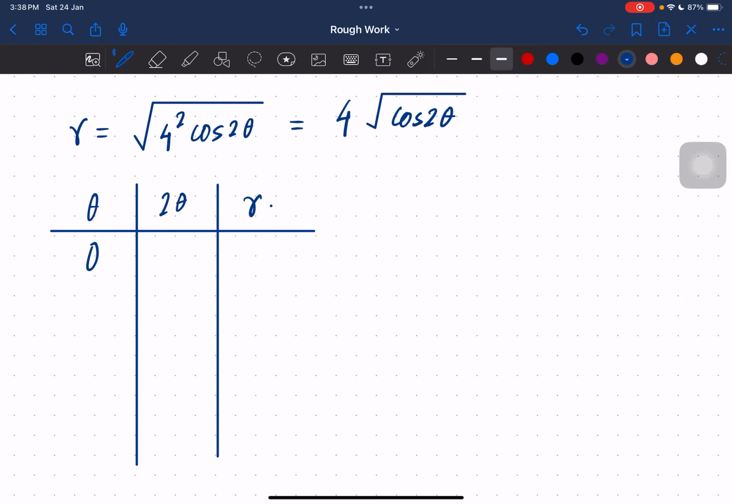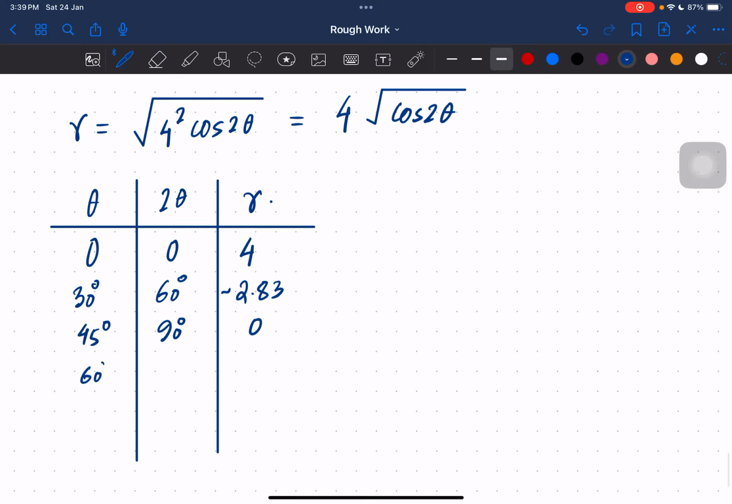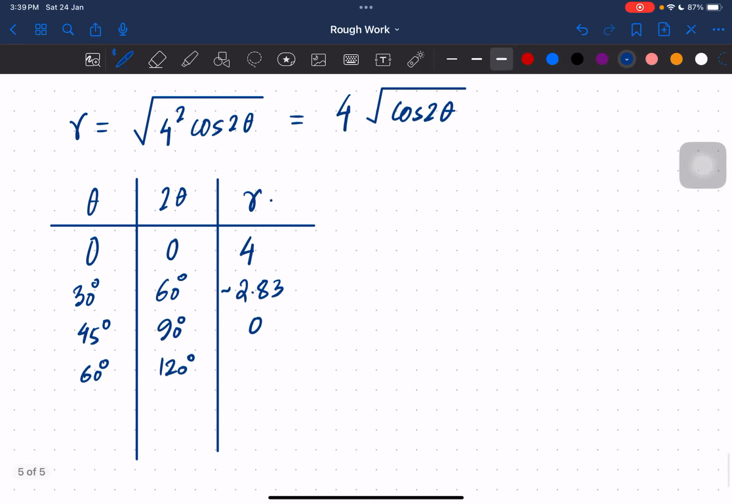So theta equals 0, 2 theta is also 0, then we have 4. Then 30 degrees, 2 theta is 60 degrees, so the cos value is half, so r is approximately 2.83. Then for 45 degrees, 2 theta is 90, and cos 2 theta is 0, so the total thing will be 0. Now you can see the change. If we put 60, then it becomes 120, and here the cos value is negative, so it is undefined.